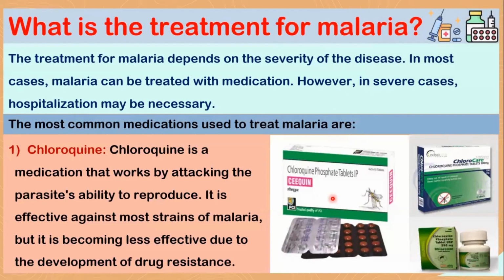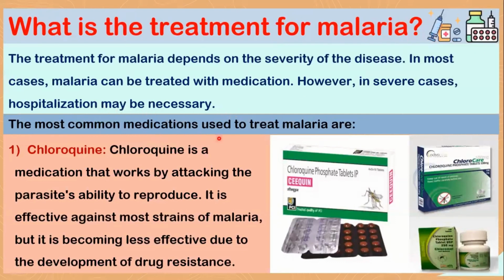Now we are going to discuss the treatment for malaria. The treatment for malaria depends on the severity of the disease. In most cases, malaria can be treated with medication. Let's assume a patient has come to a doctor with malaria. The doctor will prescribe some oral pills, or if the patient is not comfortable with oral pills, the doctor will give an injection. However, in severe cases, hospitalization may be necessary. This is very, very rare.